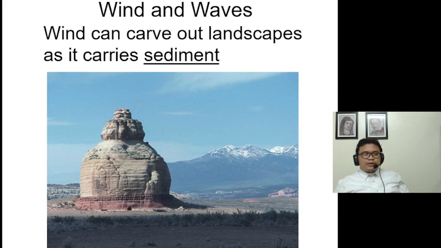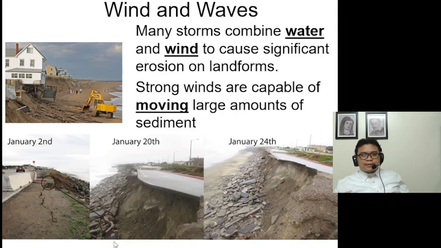Wind is also a very strong agent of erosion, which can carve out landscapes as it carries sediments. As you can see from the evidence in this picture, this is actually caused by wind erosion. Many storms combine water and wind to cause significant erosion on landforms. For example, strong winds are capable of moving large amounts of sediments.